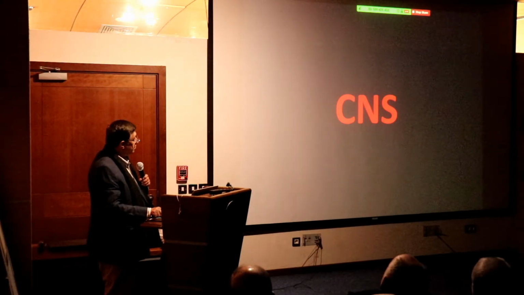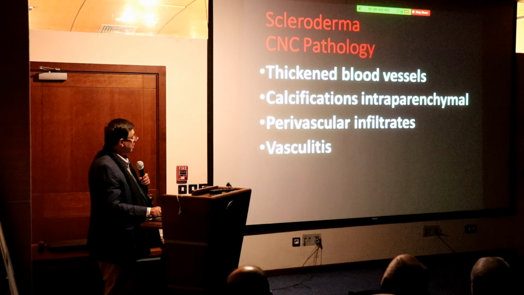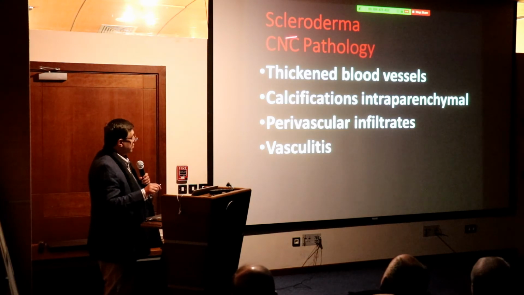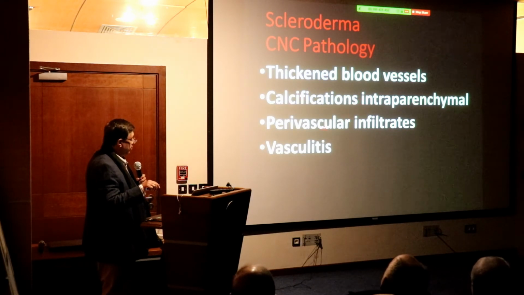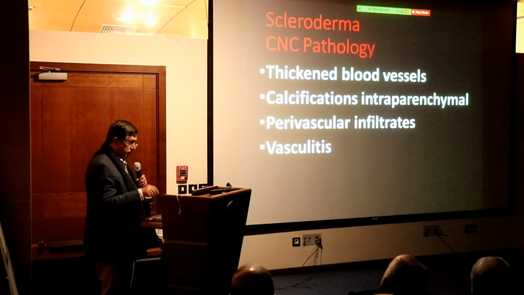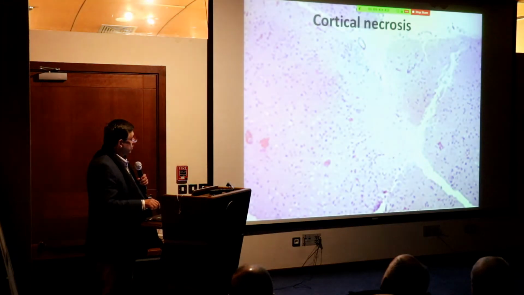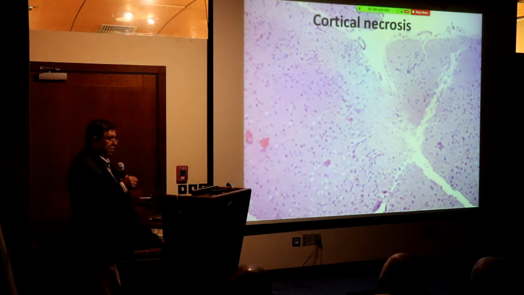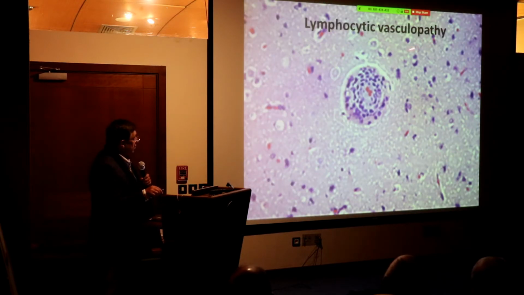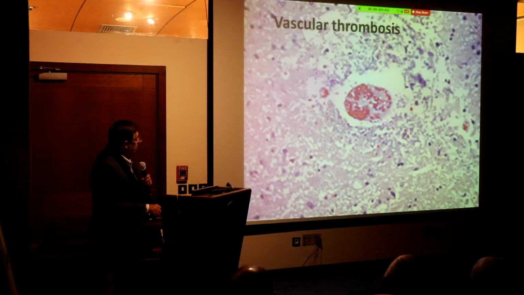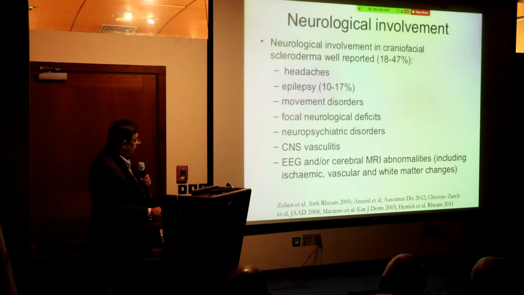It can affect the CNS, and this is the interest of us today. And what are the CNS pathologies in scleroderma? There will be changes in the blood vessels. For instance, this is autoimmune. And there will be calcifications, there will be perivascular infiltrates, and there's a picture of vasculitis. So this is some of the examples of the lesions that they took biopsy from, and look what they found. Cortical necrosis, lymphocytic vasculopathy, vascular thrombosis. So all this in this disease can affect the CNS.